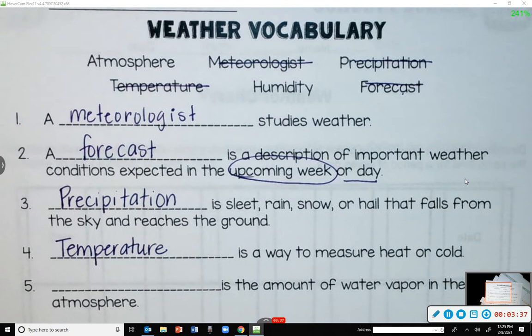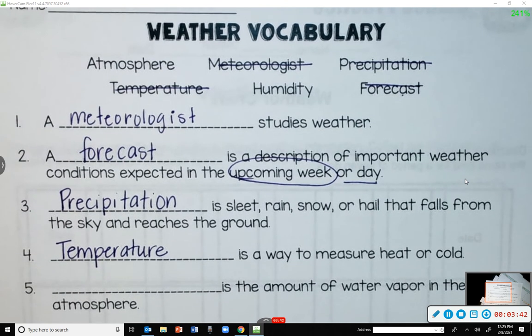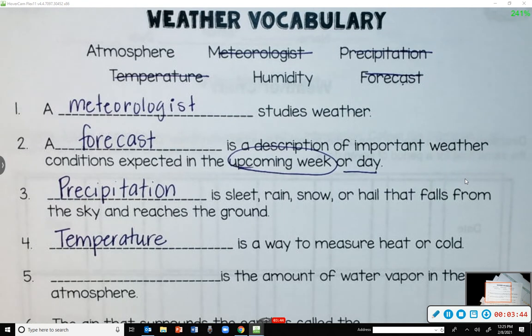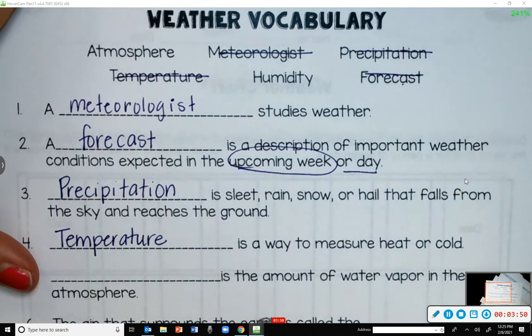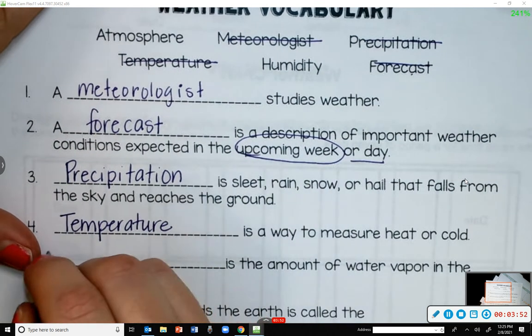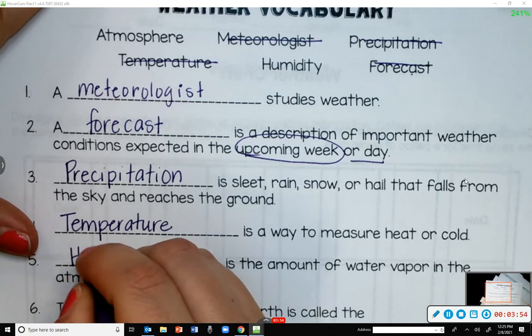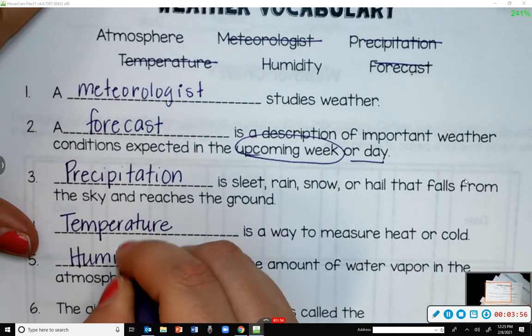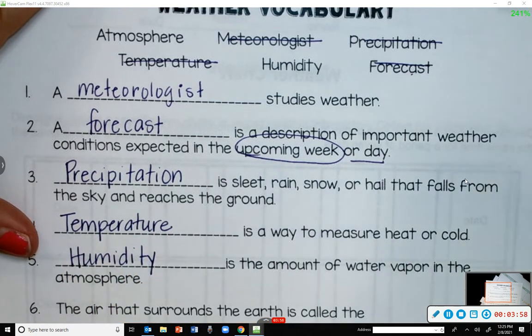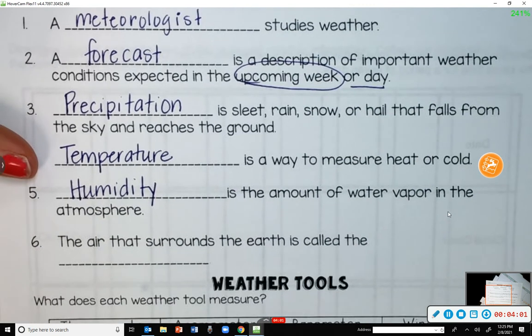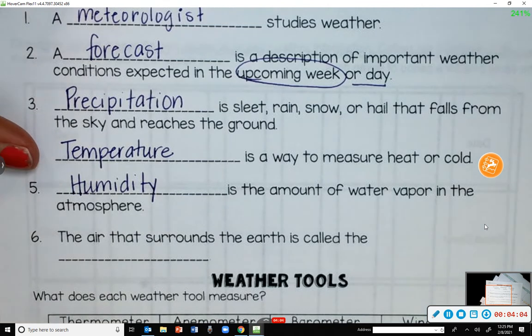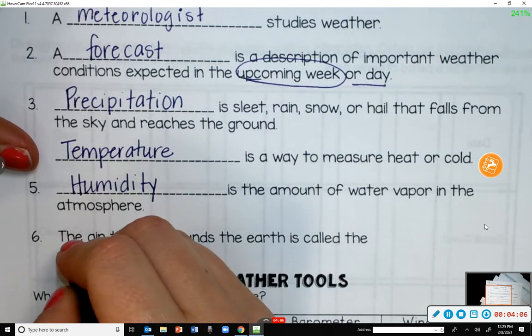The blank is the amount of water vapor in the atmosphere. Ooh. Okay, this is when it starts to feel really muggy outside. Humidity. We might say it's what, Aaliyah? Humid, and so that is humidity, the amount of water vapor in the air. Okay, the air that surrounds the earth is called the atmosphere.